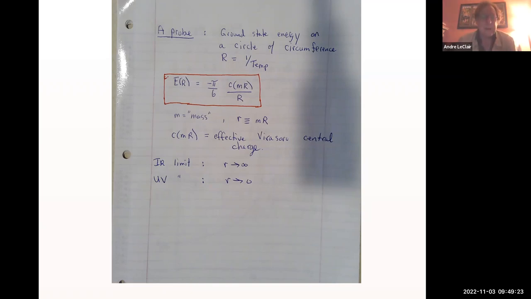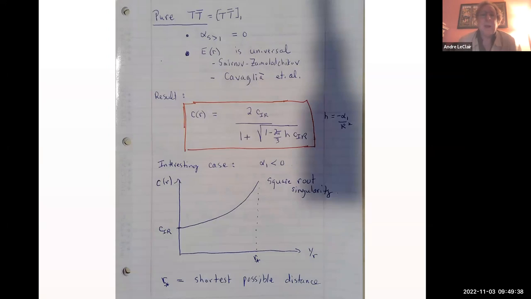And it's kind of obvious that infrared limit, think of big R here, M is fixed, little r goes to infinity, and the UV is r going to zero, all right? Okay, old stuff here. People here at this conference played an important role in this. I don't think Smirnov Zemlyashvili here, but Gavaglia, including Robert Dattano, played an important role in this subject. But suppose you just take pure TTbar.